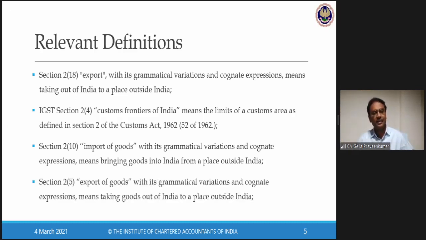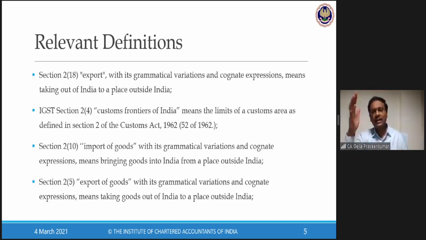Coming back, export of goods. From GST law, with its grammatical variations and cognate expression, export of goods means taking goods out of India to a place outside India. I can very well say export means taking goods out of India to a place outside India. For a 2 marks question, you can write this.